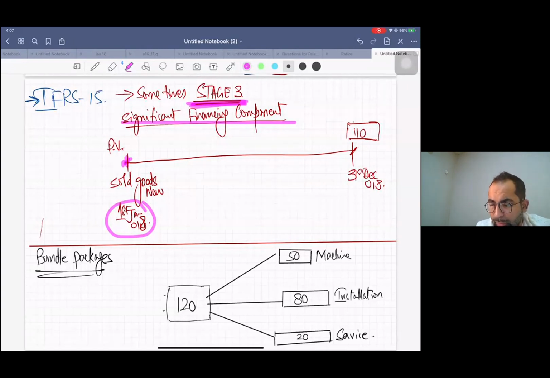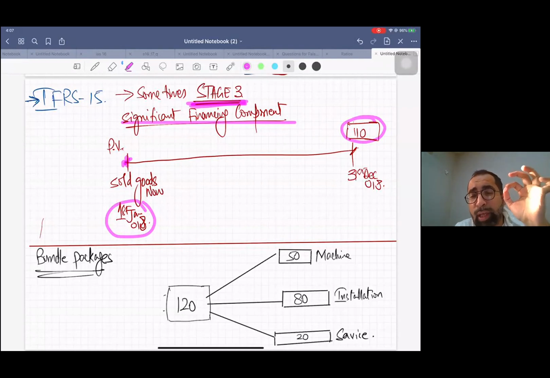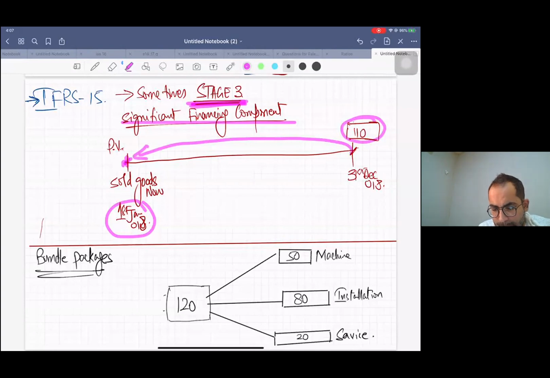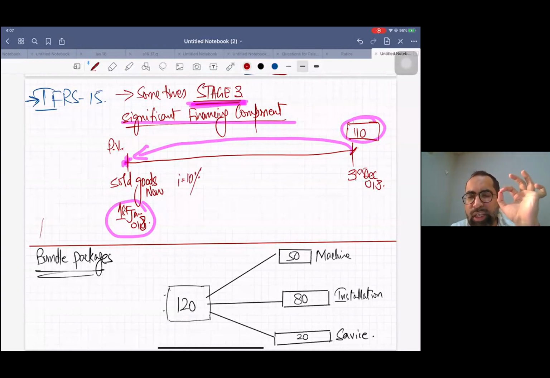How? For example, after 1 year you have to receive 110 from your customer. So first you will calculate the present value. I hope you remember the discounting. Let us say the interest rate is 10% and there is only a 1 year gap. If you calculate the present value of 110 using a discount rate of 10%, it will come as 100.